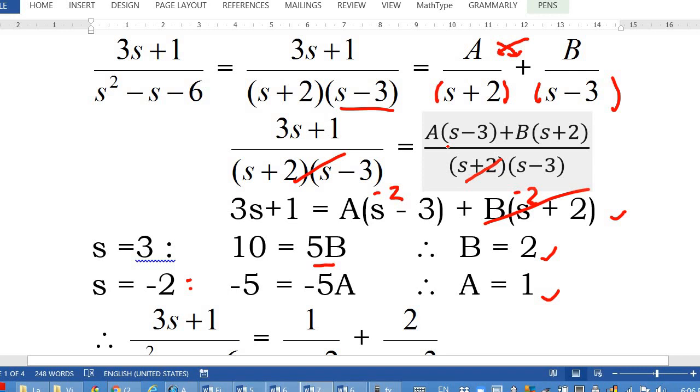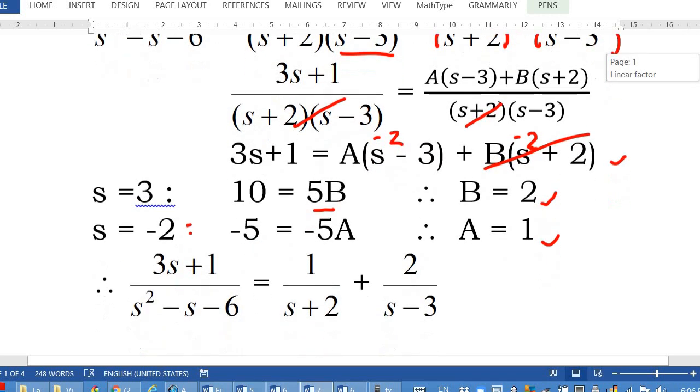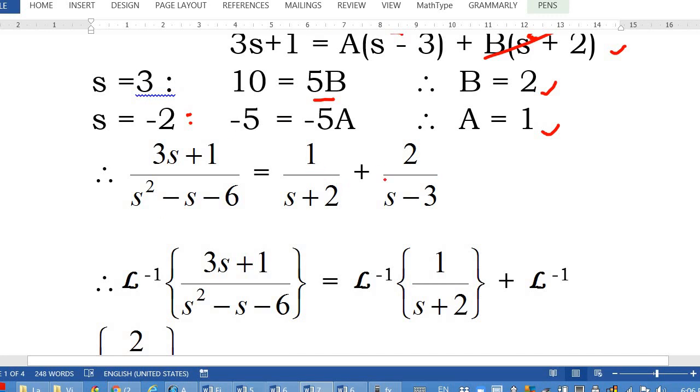To calculate your coefficients a and b easily, if you have the term s minus 3, then you substitute s equal to 3. So the a term is gone, and you can calculate b. For the linear term s plus 2, you let s equal to negative 2, because negative 2 plus 2 is 0. Then you can calculate the a term. Then this fraction decomposes into two quotient functions, and you can easily do the inverse Laplace transform by using the basic formulas of the inverse Laplace transform.